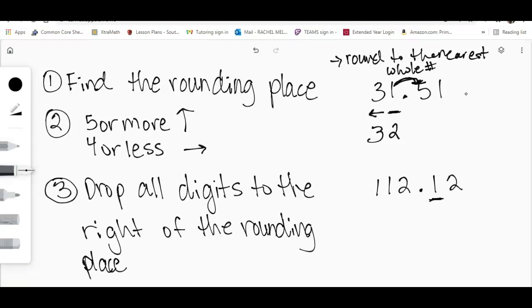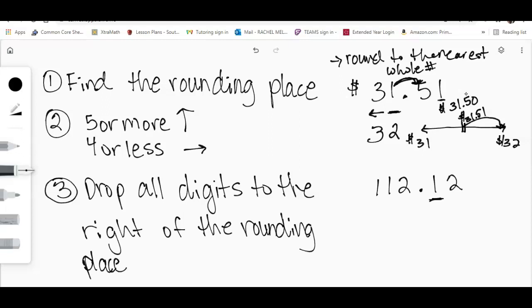Another way that you can think of this is if I have a number line and I have 31, and let's think money for a minute because it's easier to think about money. Let's say there's $31 here and there's $32 here. The exact middle would be $31.50. Anything at the middle or above the middle, we round up. Since this is $31.51, that would be right after the exact middle spot. So because of that, we would round it up to $32.